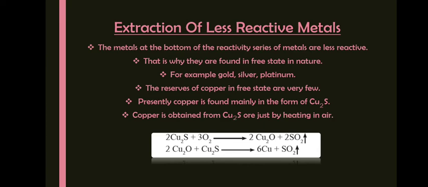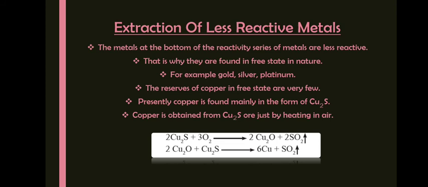Moving on to the extraction of less reactive metals. We saw highly reactive, then moderately reactive. Now this is how we extract less reactive metals. The metals at the bottom of the reactivity series of metals are less reactive. That is why they are found in free state in nature. For example, gold, silver, platinum. The reserves of copper in free state are very few. Presently, copper is found mainly in the form of copper sulfide or copper sulfate.